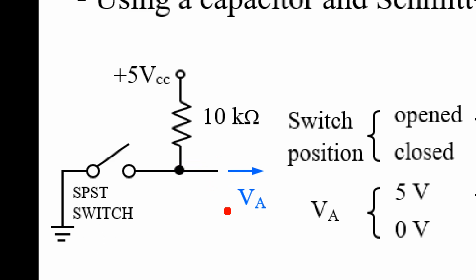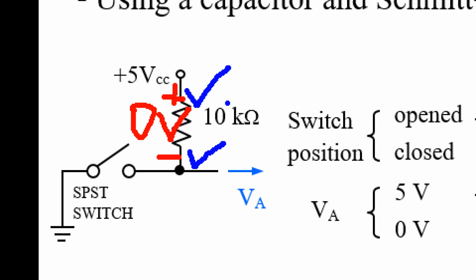Okay, now let's consider what happens if this switch is open circuit. That means no current in the circuit, and assume there is no connection from this point. So the voltage drop here is 0, right? 0 volt. That means this point and this point are at the same potential. So this point is 5 volt, this point also 5 volt.